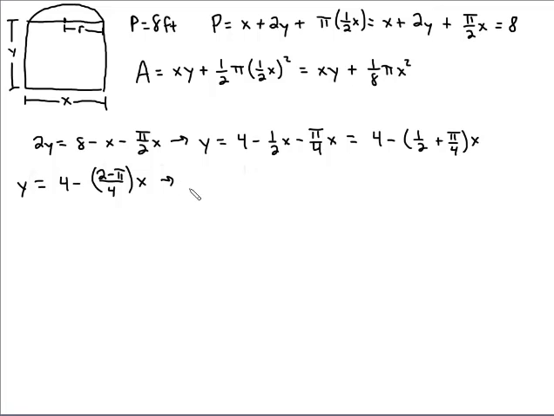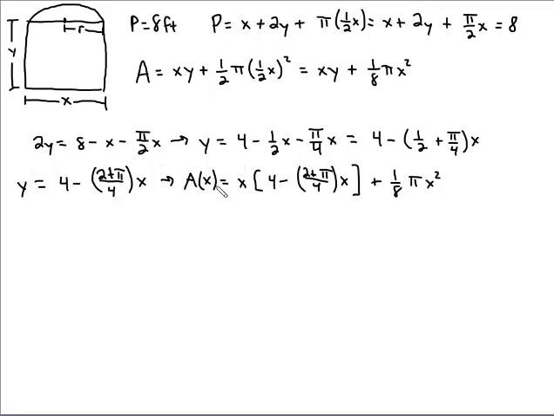Now we need to plug that in for the area equation, so we can get area as a function of x. So the area is going to be x times y, which is what we just found, so 4 minus 2 plus pi over 4 x. Actually, these should all be pluses, right? This is 2 plus pi, 2 plus pi. There's a plus right there. Okay, and then let's see. We still have our plus 1/8 pi x squared.